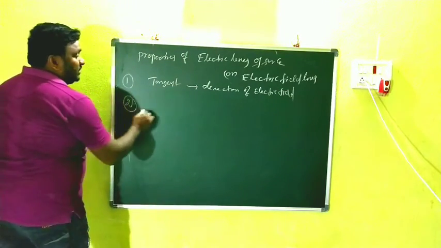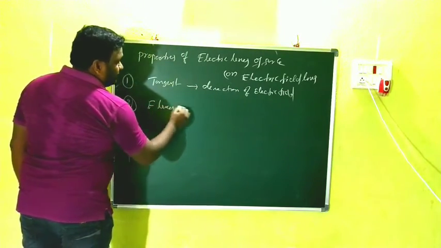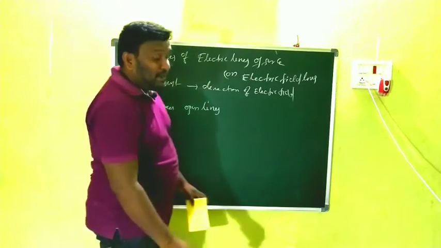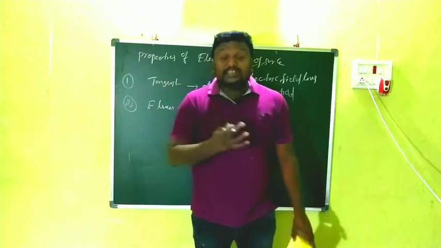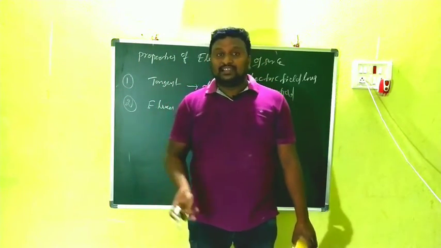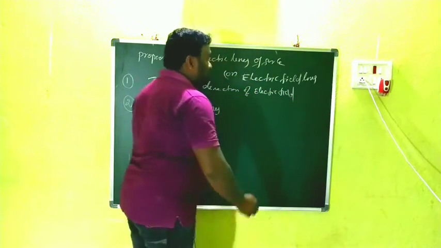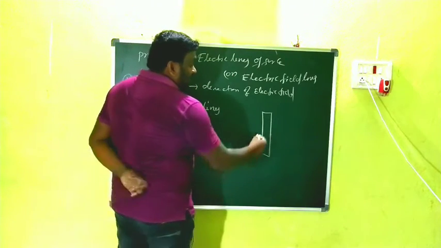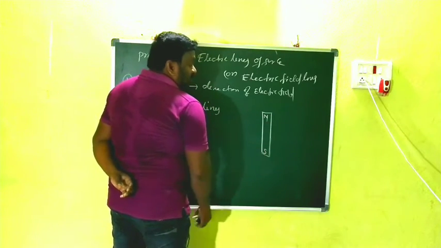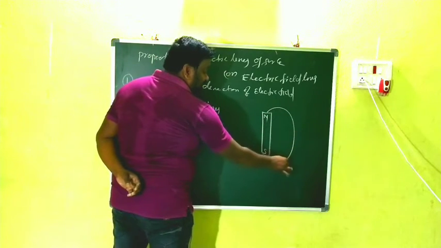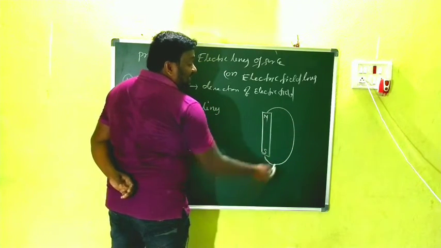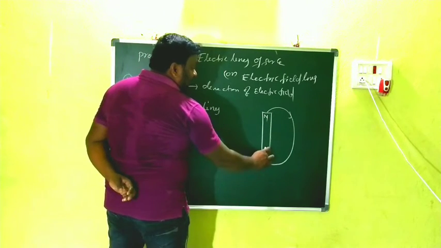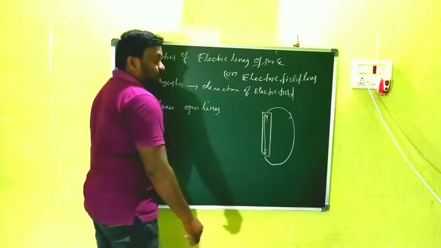And now here electric field lines are open lines. There is a difference between magnetic field lines and electric field lines. In a magnetic field line, generally we know that the magnetic field lines for a magnet, outside the magnet, move from north to south, but inside the magnet they move from south to north.